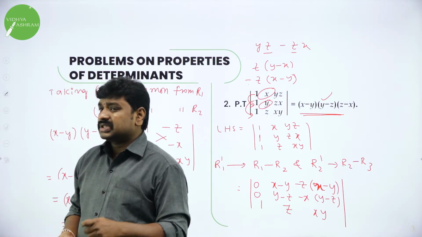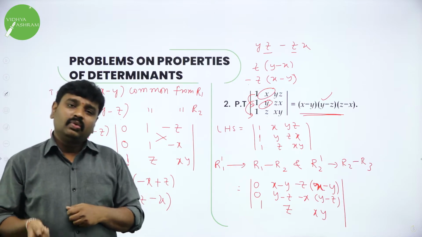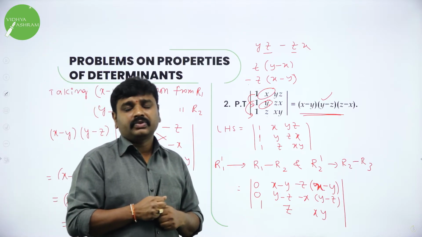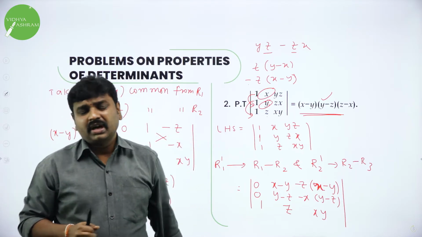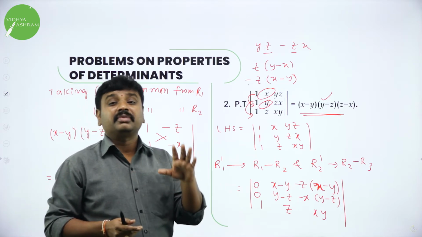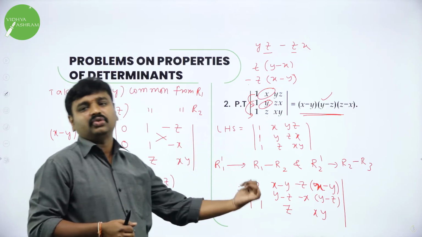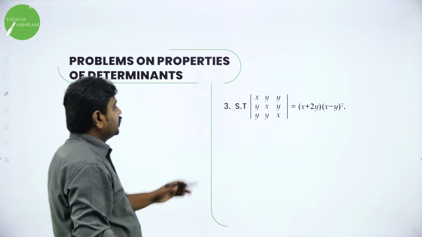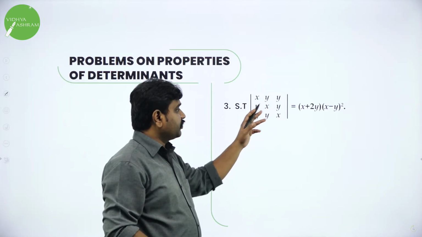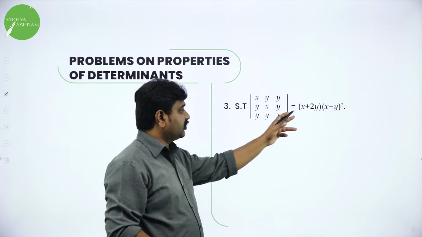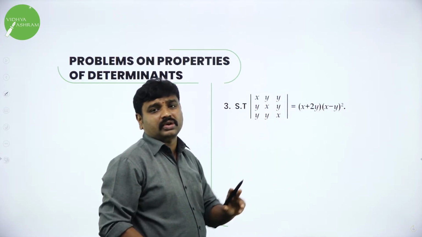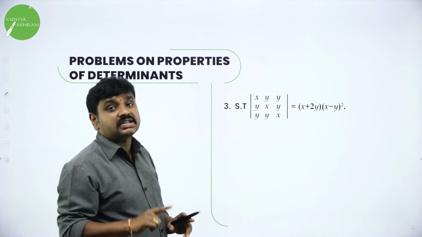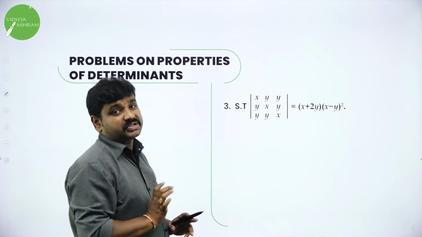Now, equimultiples of one row can be added to another row, or equimultiples of one column can be added to another column. The value of the determinant remains unchanged; that was the property, and that is what we are using. Now they want you to show that the determinant with rows x y y, y x y, y y x is equal to (x plus 2y)(x minus y) the whole square. Again I am repeating, the RHS decides the steps.